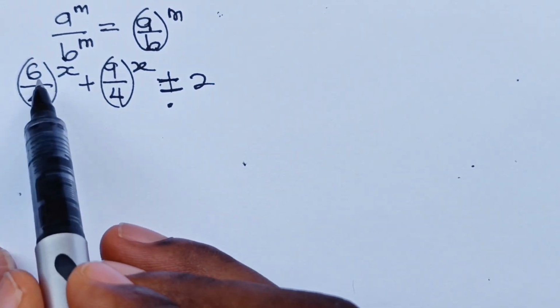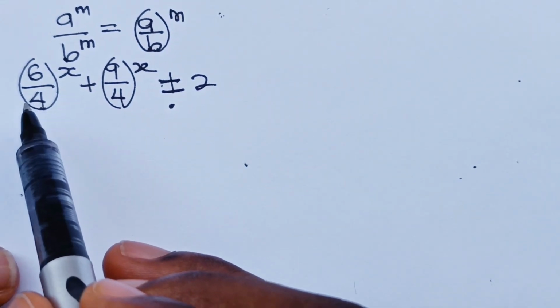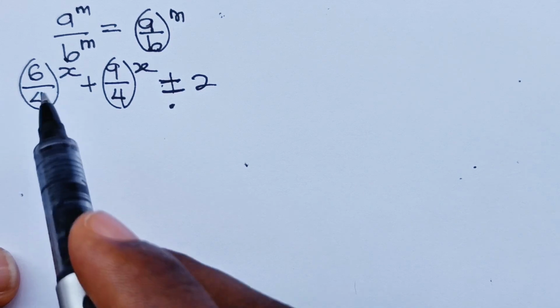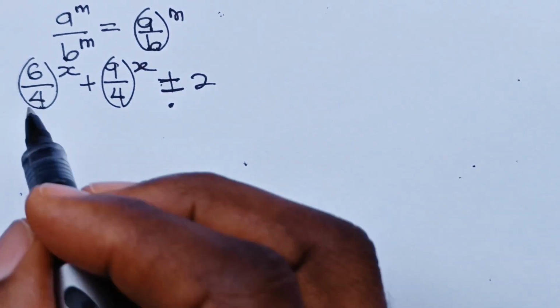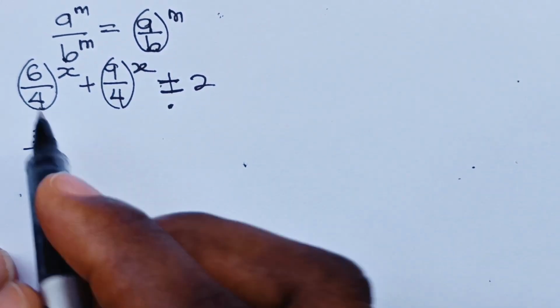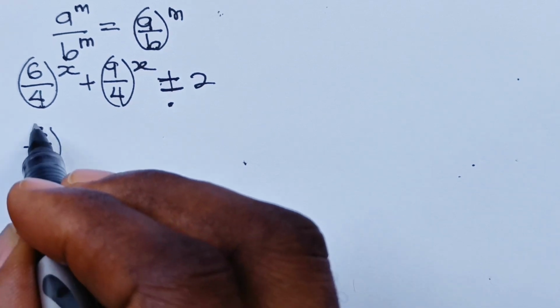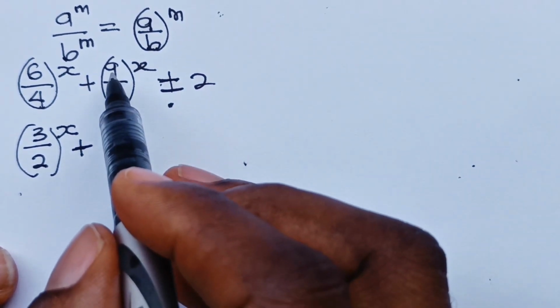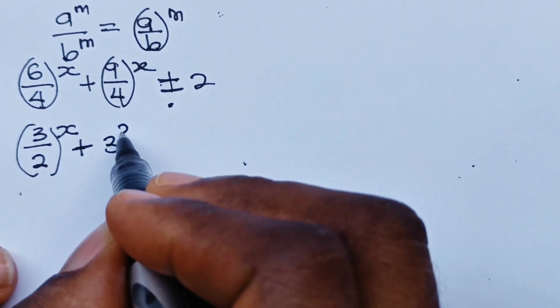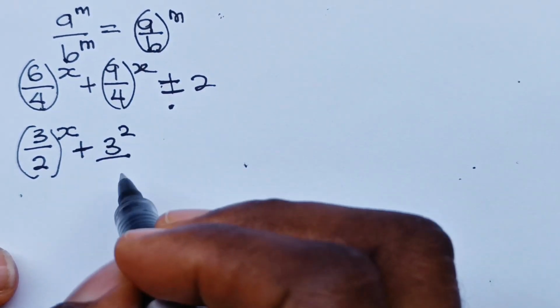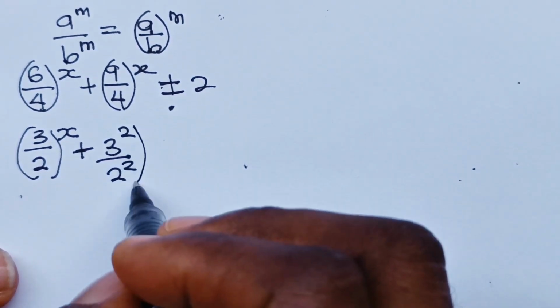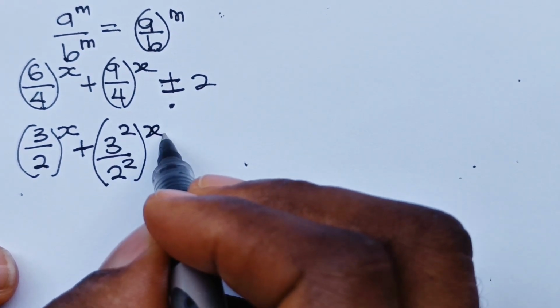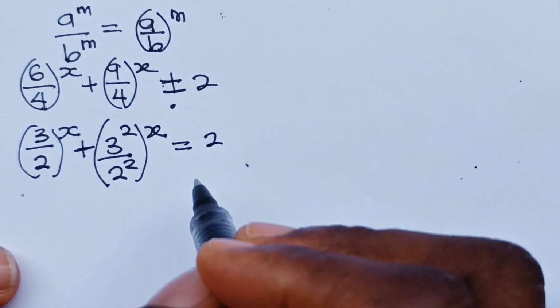I want us to look closely and see that 6 and 4 have a common factor, which is 2. So when 2 divides 6, we have 3. When 2 divides 4, we have 2. So we have reduced it to its lowest term, plus. Now 9 is the same thing as 3 squared, while 4 is the same thing as 2 squared. Everything raised to the power of x is equal to 2.